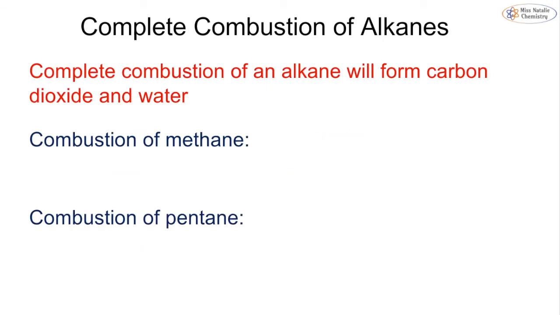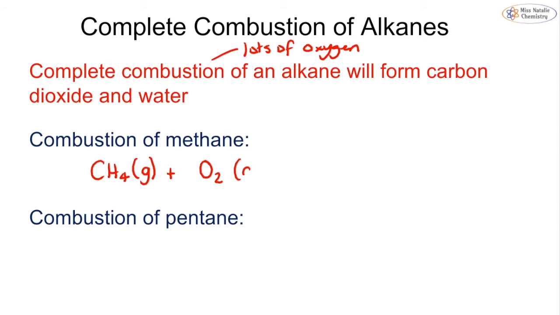Now, the first we've looked at already when we looked back in topics 4A and 4B when we were talking about combustion. So the complete combustion, meaning we have a plentiful supply of oxygen, when we burn an alkane, is going to form carbon dioxide and water. So for example, if we have methane, which is CH4, and its state symbol, of course, is a gas, reacting with oxygen as a gas, we're going to get carbon dioxide and water.